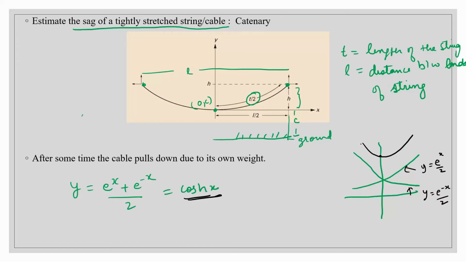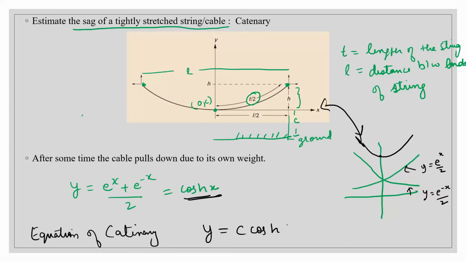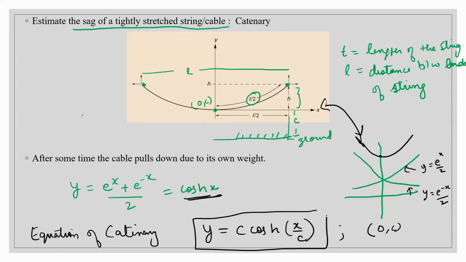Now you can see a similarity between this catenary problem and the graph of cos hyperbolic x. So with this similarity we will write down the equation of catenary. The equation of catenary will be y is equal to c cos hyperbolic x by c. This is because at x is equal to 0, I am getting y is equal to c. So this satisfies the coordinate. So this one will be the equation of catenary.